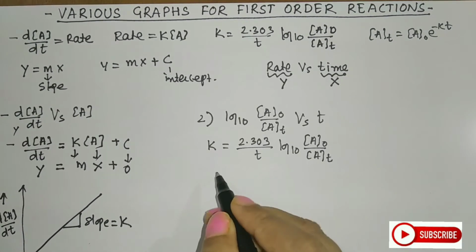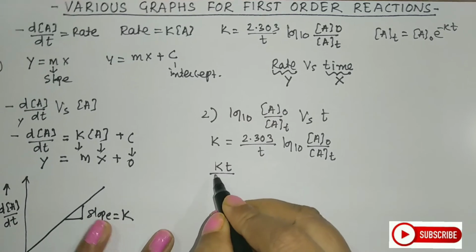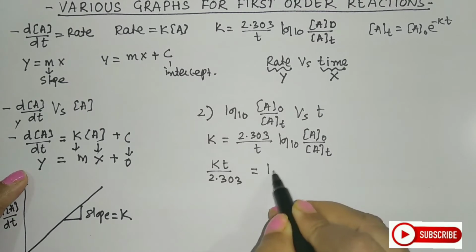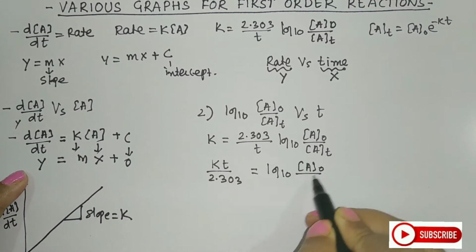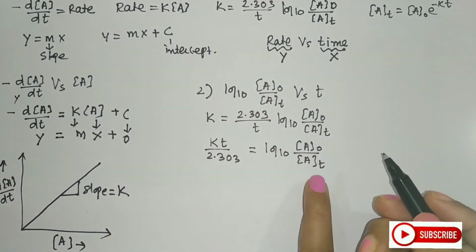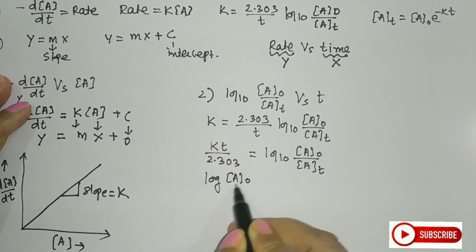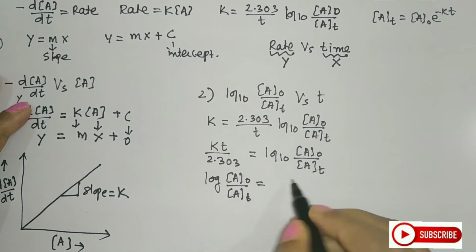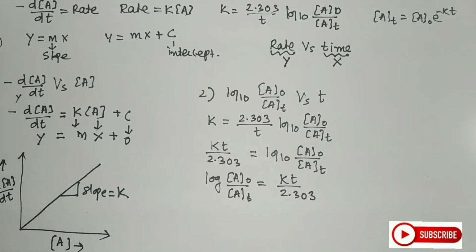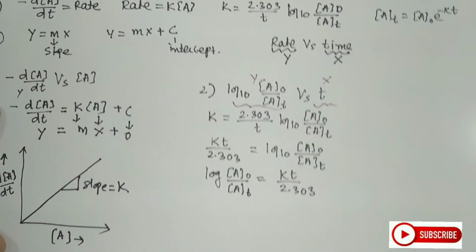kt upon 2.303 is equal to log to the base 10 of A0 by At. Now students, I want this on the y-axis, so I should bring this to this side. So I am just rearranging the equation. Log A0 by At is equal to kt upon 2.303. Now if you see the equation, this is my y-axis, what I want, and this is my x-axis. So I have achieved this.